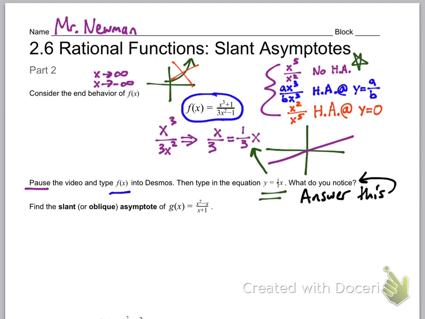Hopefully you noticed that your function f of x is getting closer and closer to that line 1/3 x. And that right there is called a slant or an oblique asymptote, all right? So this next kind of problem, we're just going to find that slant or oblique asymptote. And the way we're going to do that is we're actually going to use long division. So I have x plus 1 in the denominator, so I'm going to divide by x plus 1.